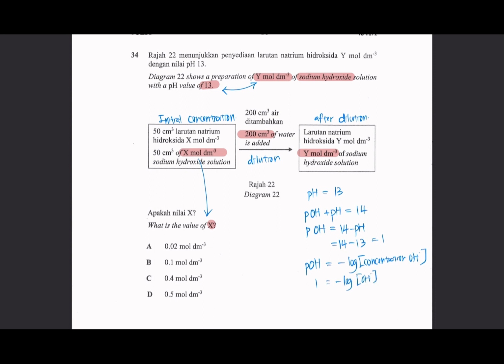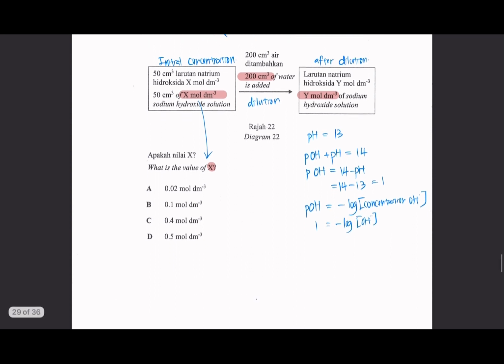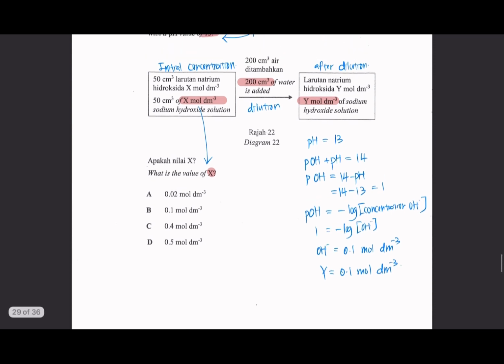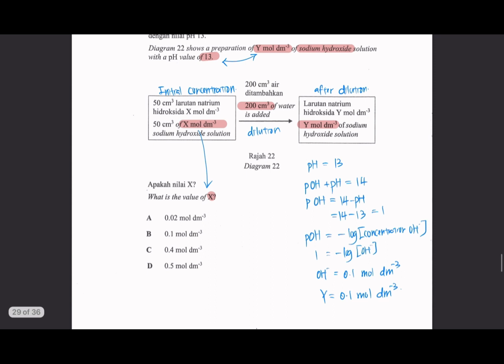So we just substitute back the value, and then we use the calculator to find the concentration of hydroxide ion. The concentration of hydroxide ion is 0.1 mole per decimeter cube. So this is the value of Y.